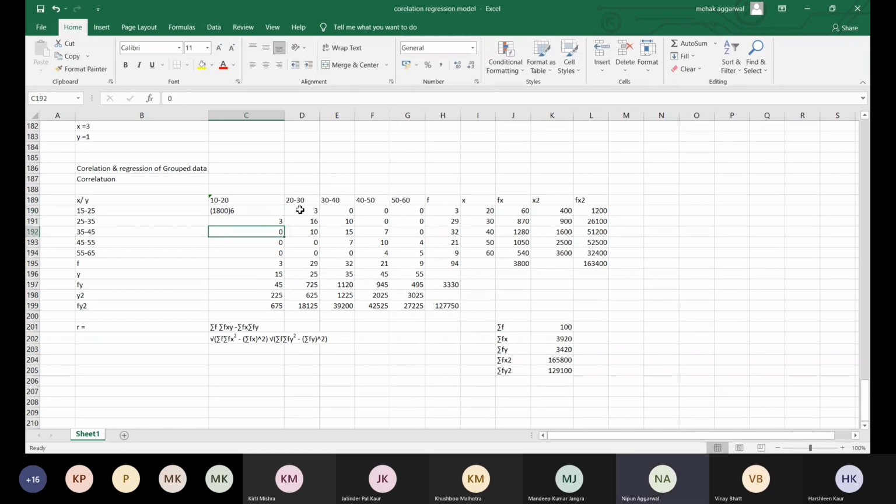Or I'm writing in the brackets. So 1800 is the one with the values 15 into 20, that is 300 into 6, which is 1800. Then comes next 20 into 25. What is the value? 25 into 20, 500 into 3, that becomes 1500.